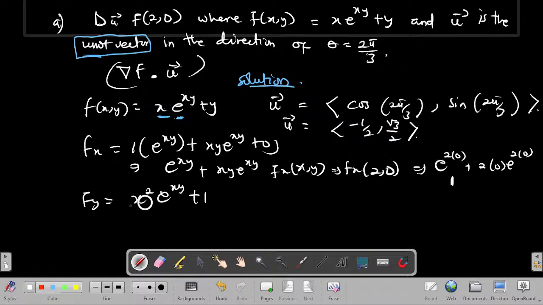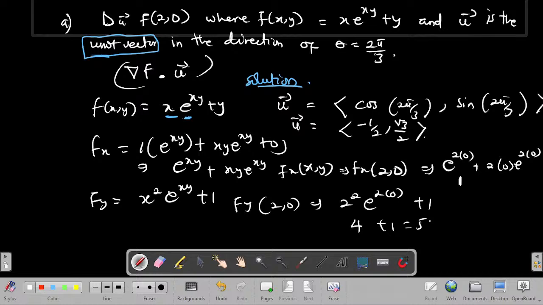Then when I come to this side, I have my fy. Then fy of 2, 0, I'll end up getting 2 squared multiplying e to the power 2 times 0, plus 1, right? This gives me 4, because this is 1, plus 1, and that is equal to 5. So I have my fx of 2, 0 to be what?